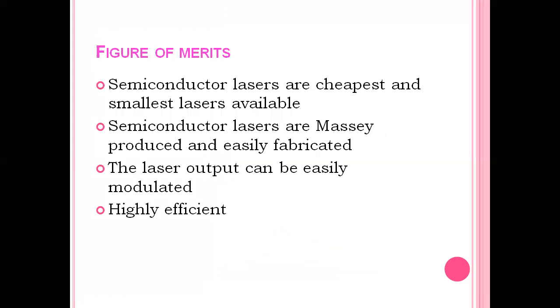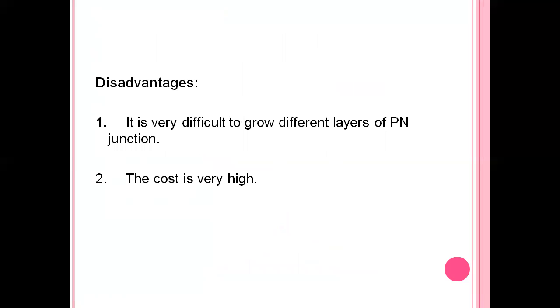Coming to the merits of the semiconductor laser, these are the cheapest, smallest lasers available, massively produced and easily fabricated. Laser output can easily be modulated and is highly efficient. So we can fabricate them in large numbers, and they are the cheapest and smallest lasers that can be fabricated, and the output is easily modulated. Coming to the disadvantage, it is very difficult to grow different layers of the PN junction, and the cost of fabrication is very high for heterojunction semiconductor lasers.